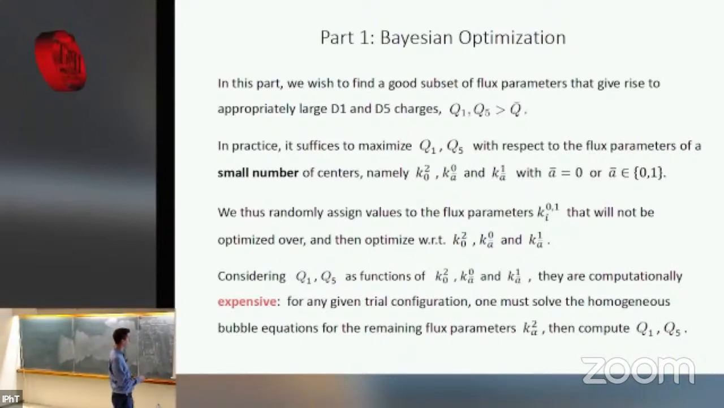Now, as I mentioned briefly, if we consider the charges Q1, Q5 as functions of these parameters that we're going to vary, they're computationally expensive. And one standard method for dealing with that problem is this Bayesian optimization.